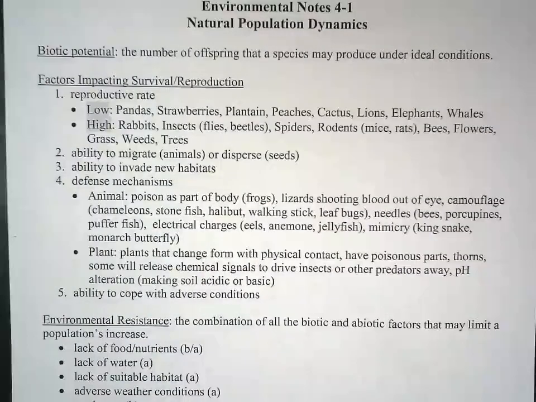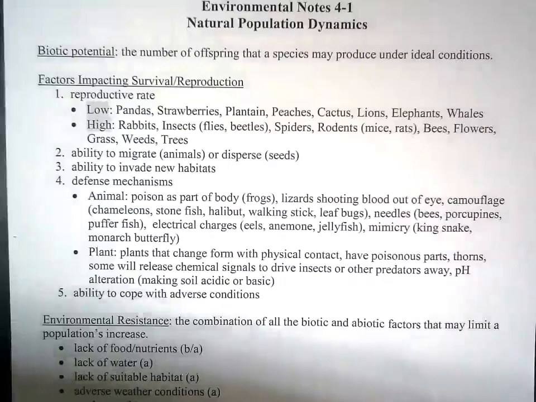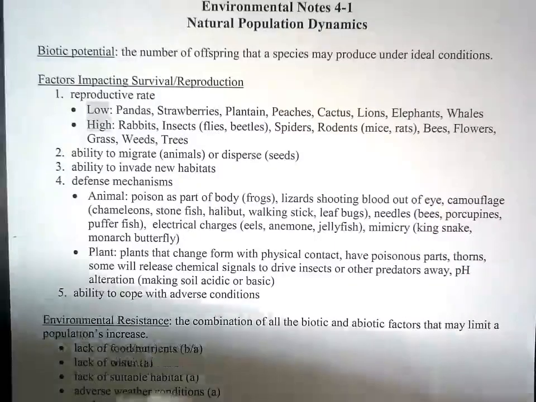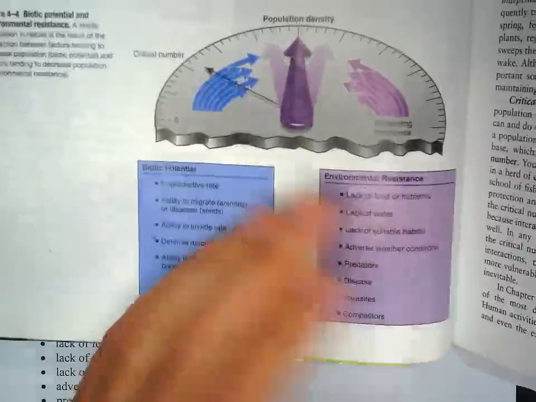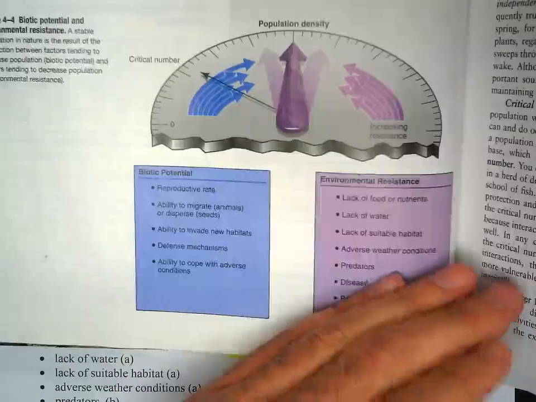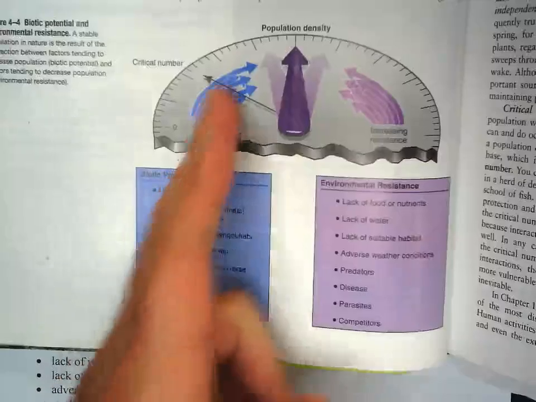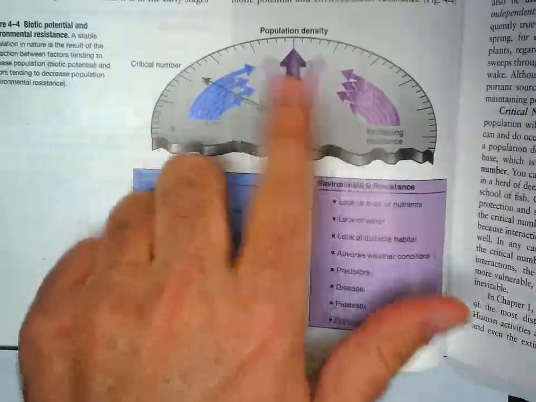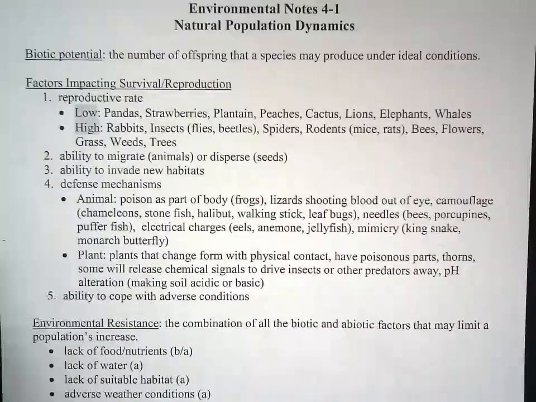If you recall, just a quick reminder from previous info, there are two categories of information that impact a population, a species population: the biotic potential and the environmental resistance. Biotic potential are things that increase the population. Environmental resistance, things that decrease the population or push back against it. And these two things go back and forth to keep the population at some sort of an equilibrium, right?